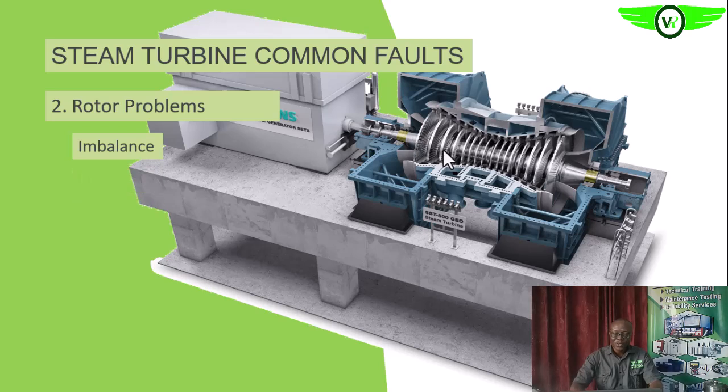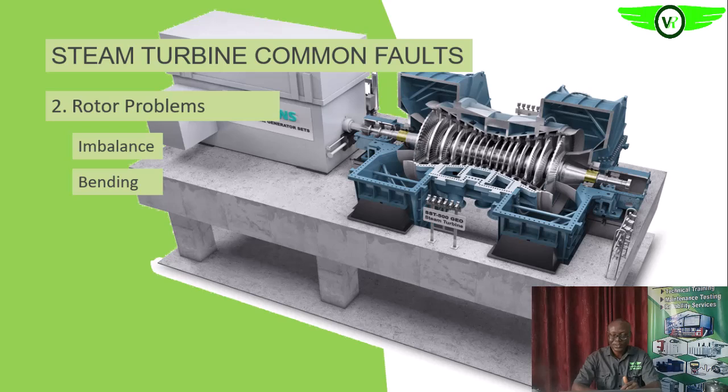So that is imbalance, and as the vibration increases, what will happen? It can cause the shutdown of the equipment on high vibration, and it will cause excessive wear of the bearings and damage to the seals. Are we getting it? So unbalance is something that we do not want in the machine.